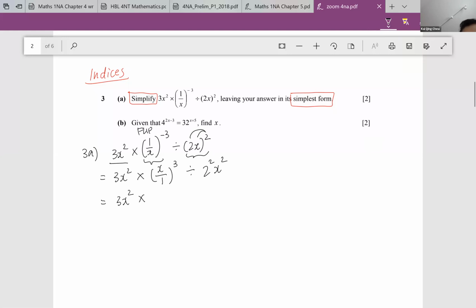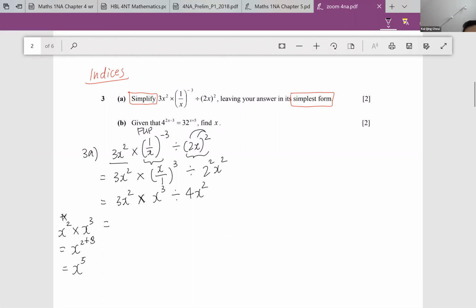Then I simplify further. So this is x cubed divided by 4x squared. 4, because 2 squared is 2 times 2. Now I go from left to right because there's nothing else for me to simplify. So 3x squared times x cubed. Do you remember the laws of indices? If I have a times in between, what do I do to the power? Plus them. So x squared times x cubed is x to the power of 2 plus 3, so it's x to the power of 5.